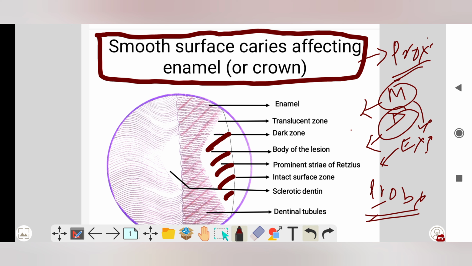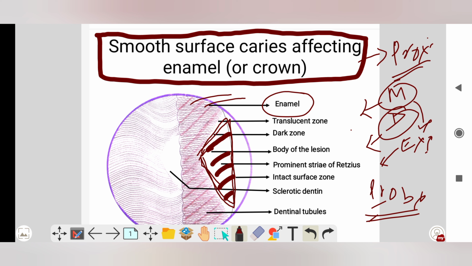So this is the ground section of the smooth surface caries. This is the enamel, where you can see the enamel rods, which are wavy in nature. These are the incremental lines of the enamel, the striae of Retzius. Okay, so this is the caries. This is the cone shape of smooth surface caries found on the enamel surface, mostly on the mesial and distal surface of the tooth.